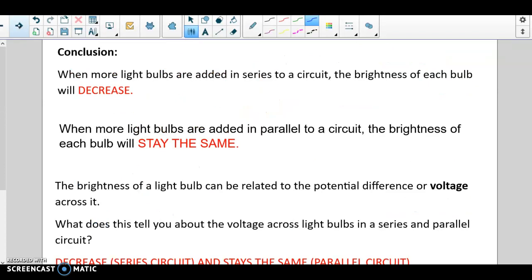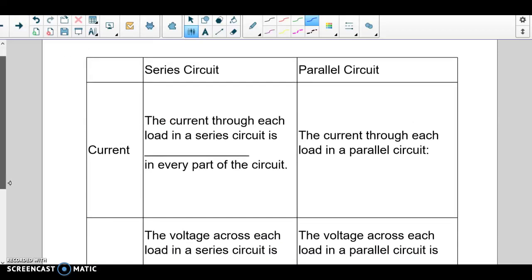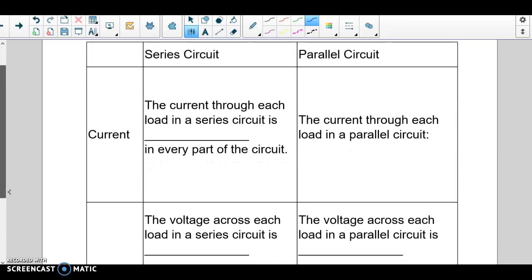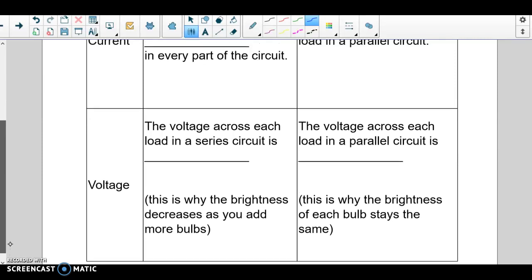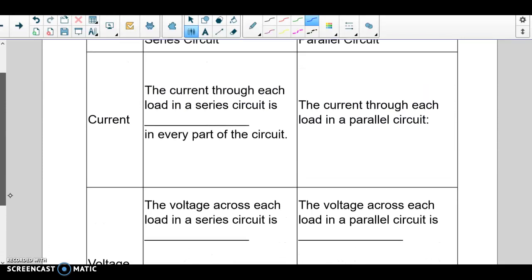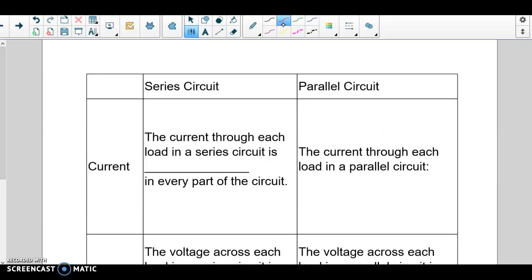There's the results again to that blank. Fill in the blanks from your note. So here's a summary table that's actually very, very important because it's going to compare what happens to current and what happens to voltage when you have multiple loads in a circuit that are connected either in series or in parallel. So we're going to compare these results to the results of your simulation as well.